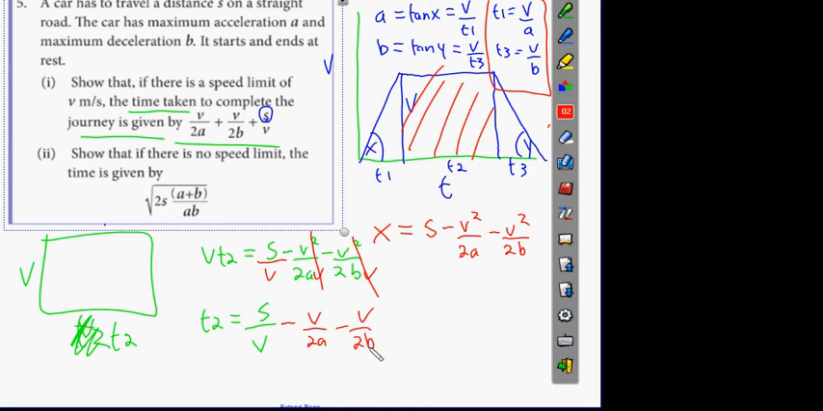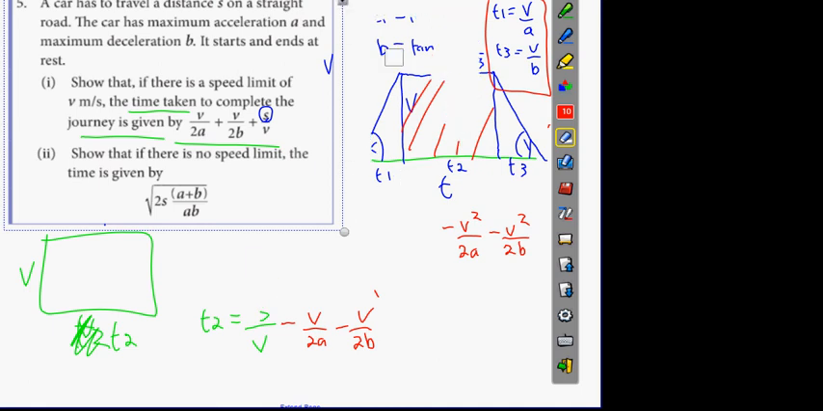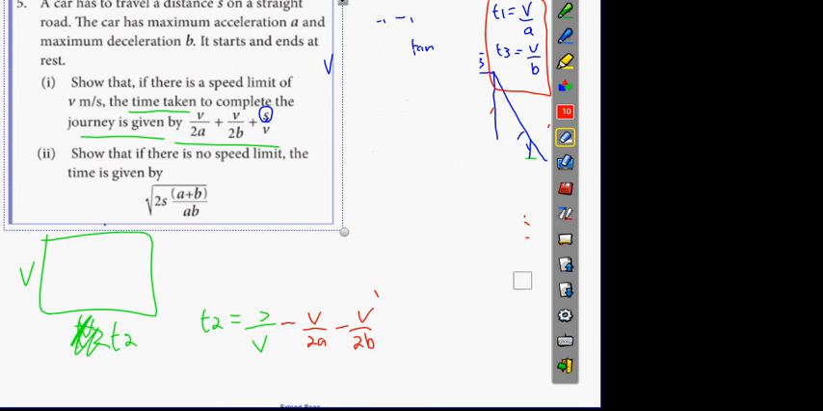Okay, that's T2. Now, what was the whole goal of the question? T1 plus T2 plus T3. That's the whole goal of the question. So, therefore, the goal of the question becomes this. I have all the information I need. I'm going to rub out all the other pieces I don't need. There it is. I have everything that I need left on the board.